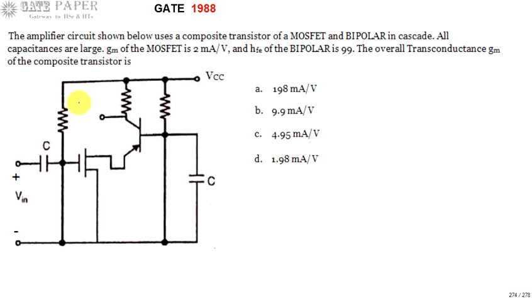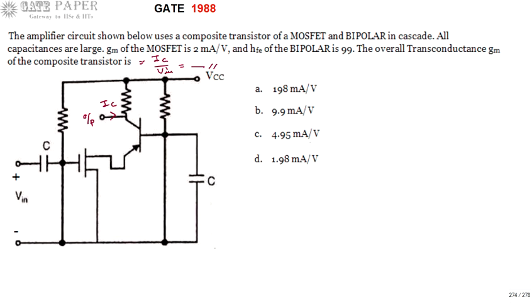Overall transconductance is nothing but output current by input voltage. So this is the output node. The current entering into this one, say it is IC, and this is Vin. Overall transconductance is simply equal to IC divided by Vin. How much is this going to be? This is what is asked.